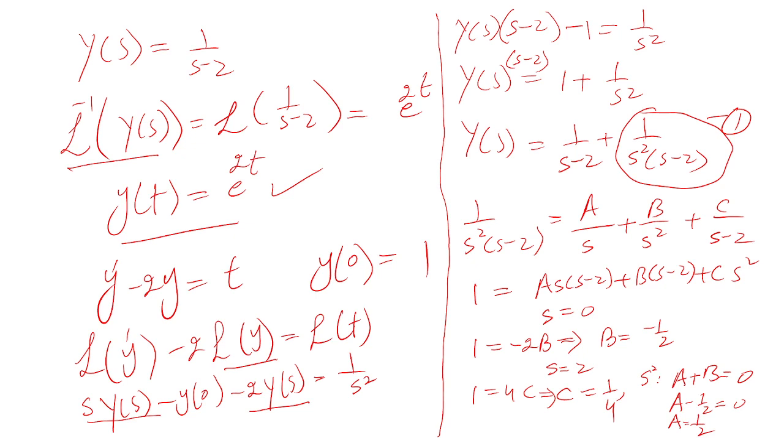So a is equal to 1 by 2, b is equal to minus 1 by 2, and c is equal to 1 over 4. Okay. Now we split this term into these three terms, for a is equal to 1 by 2, b is equal to minus 1 by 2, and c is equal to 1 by 4. So I'm rewriting this equation again on the next slide.